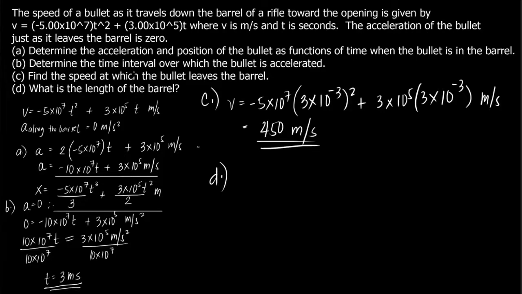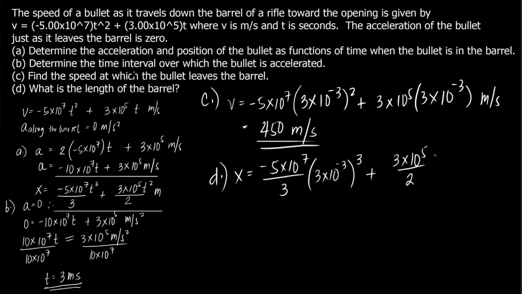And finally, letter D: what is the length of the barrel? You are going to use the formula we got for displacement. x equals negative 5 times 10 to the 7 over 3, and the t that you will use is the time we solved, 3 times 10 to the negative 3, 3 milliseconds. So, cubed, plus 3 times 10 to the 5th over 2 times 3 times 10 to the negative 3, squared. Alright, squared. So, what we should get is 0.9 meters.